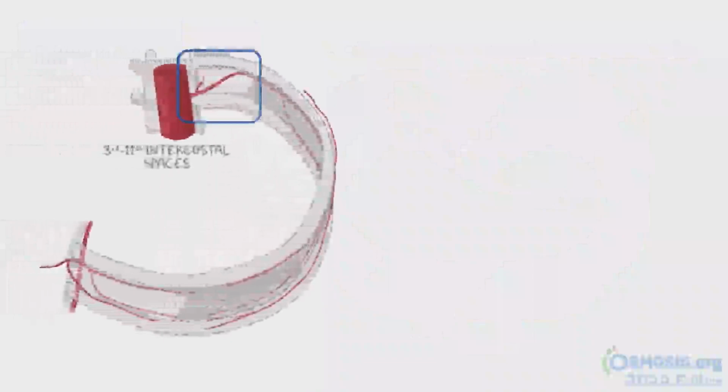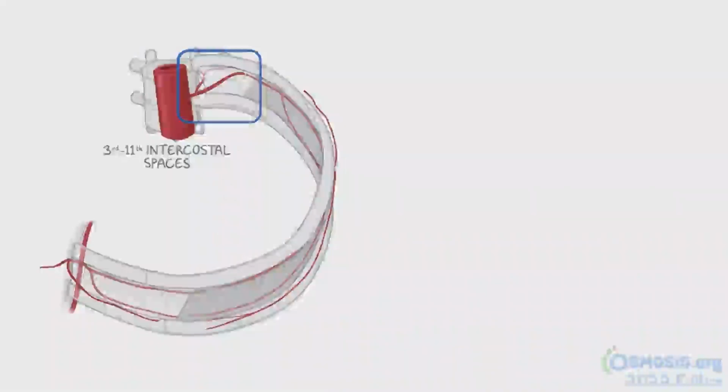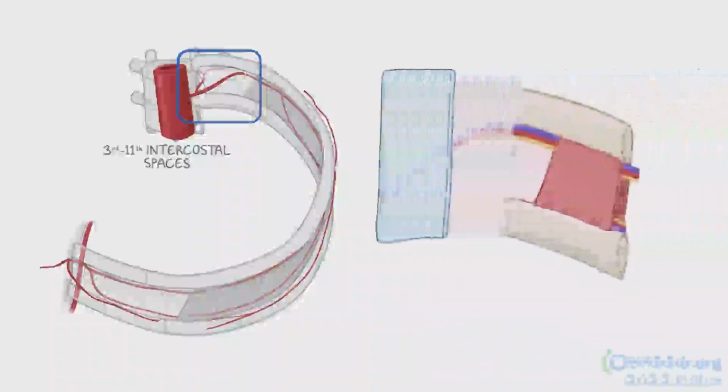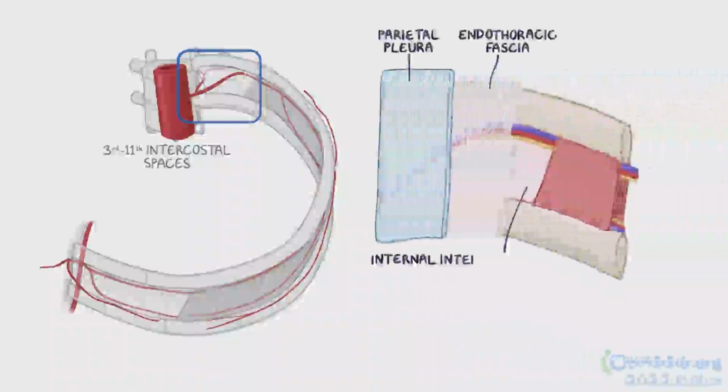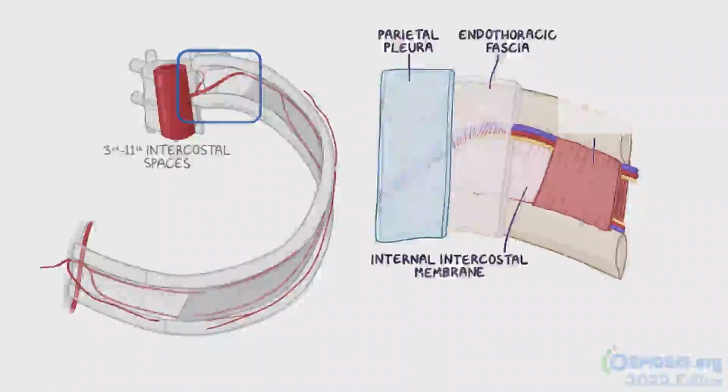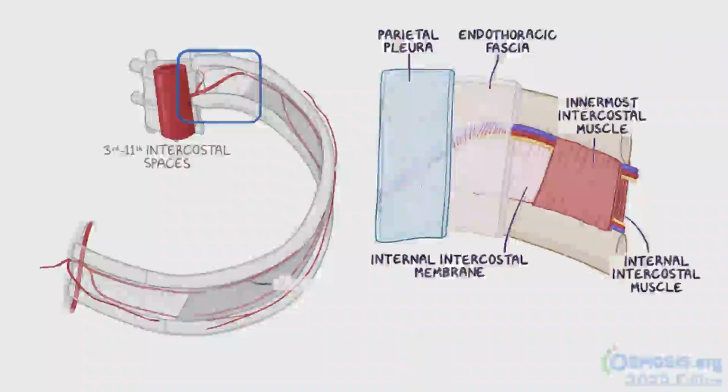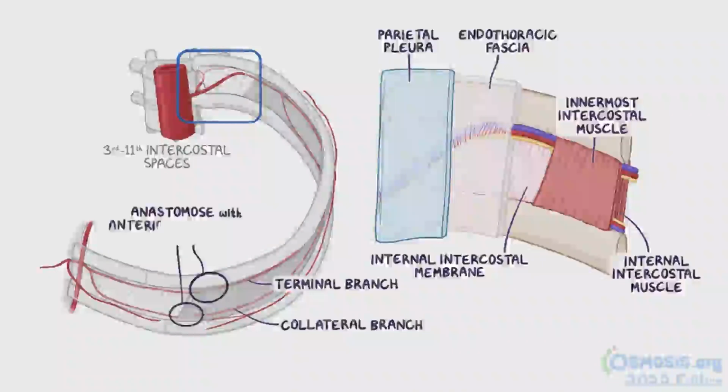The posterior intercostal arteries accompany the intercostal nerves through the intercostal spaces. Close to the angle of the rib, the arteries enter the costal grooves, where they lie between the intercostal vein and nerve. At first, the arteries run in the endothoracic fascia between the parietal pleura and the internal intercostal membrane, and then they run between the innermost intercostal and internal intercostal muscles. They have terminal and collateral branches that anastomose anteriorly with anterior intercostal arteries.